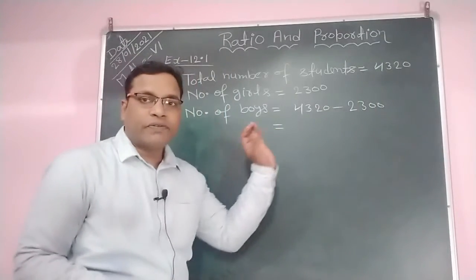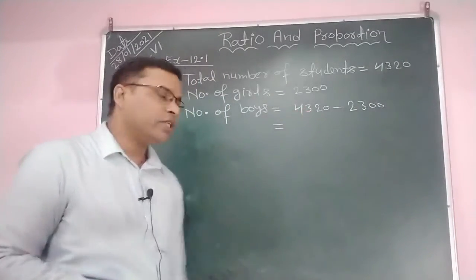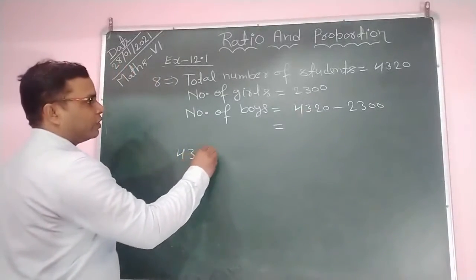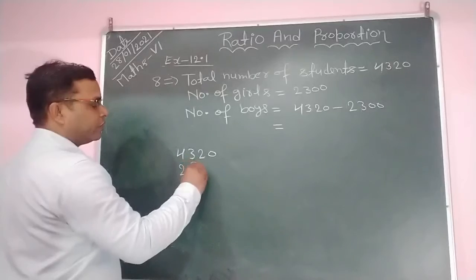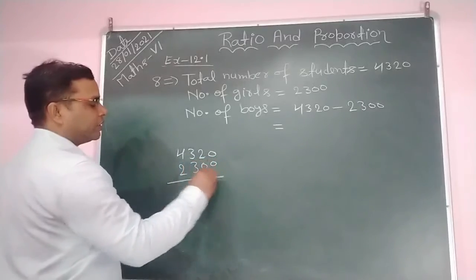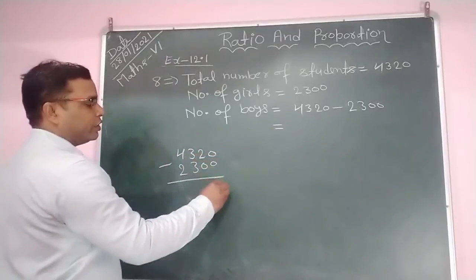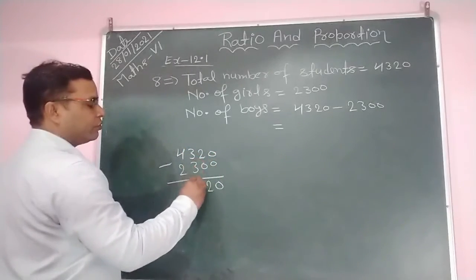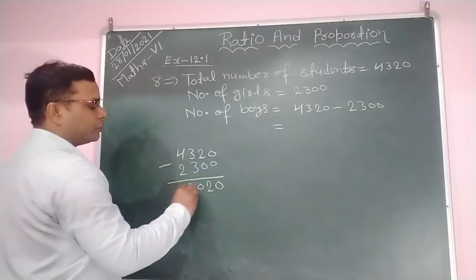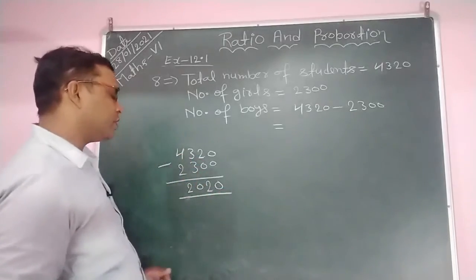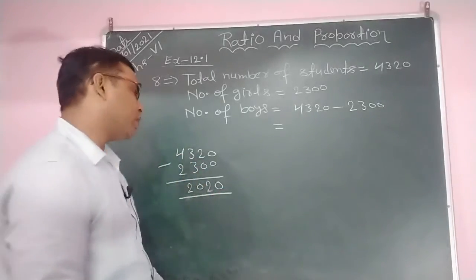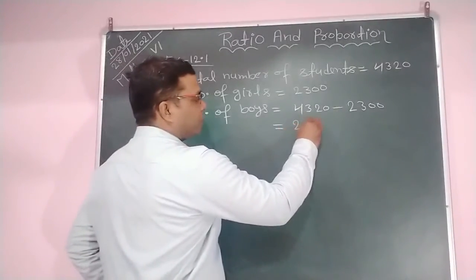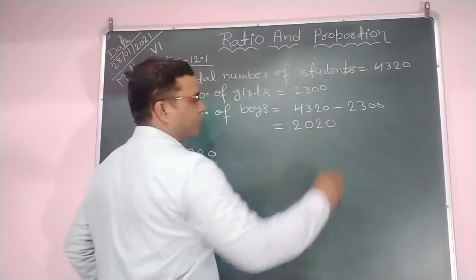If you face any difficulties with such subtractions, you can use the horizontal method like this: 4,320 minus 2,300. Here we subtract it. 0 minus 0 is 0, 2 minus 0 is 2, 3 minus 3 is 0, and 4 minus 2 is equal to 2. This way you can see the number of boys in the school is 2,020. How many boys in the school? 2,020 students. This is clear.